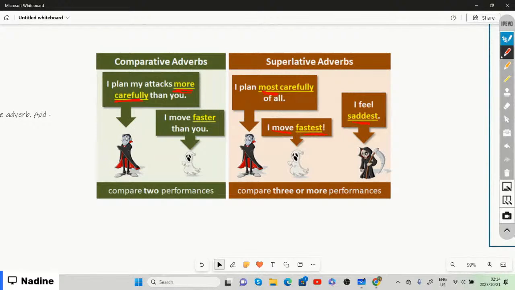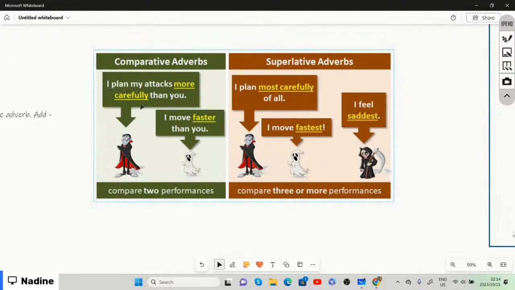And when the word has more than one syllable, for the comparative adverb, we add more in front of that word. And for the superlative adverb, we add most in front of that specific word. All right, so we're going to come back to this again, especially with more carefully and most carefully.